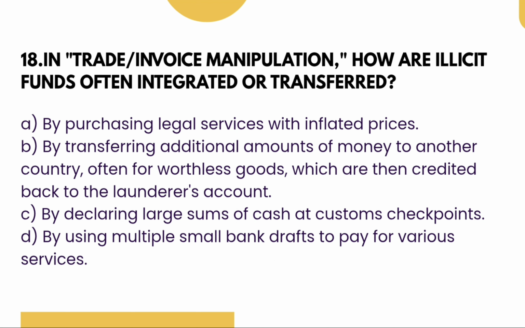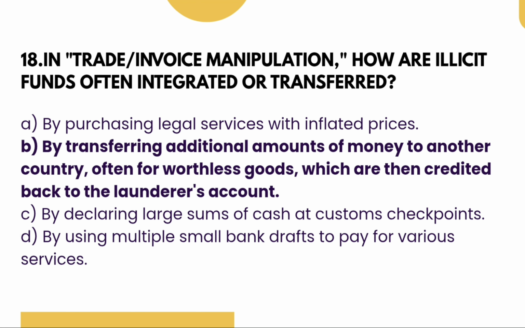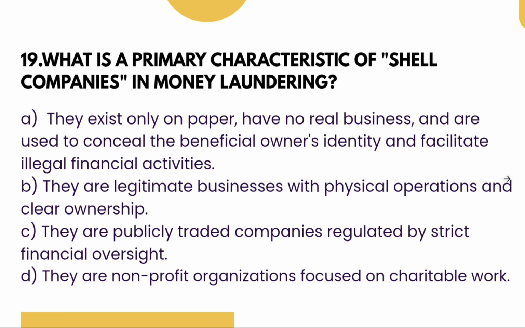The next question. In trade invoice manipulation, how are illicit funds often integrated or transferred? A. By purchasing legal services with inflated prices. B. By transferring additional amounts of money to another country, often for worthless goods, which are then credited back to the launderer's accounts. C. By declaring large sums of cash at customer checkpoints. And D. By using multiple small bank drafts to pay for various services. The answer is B.